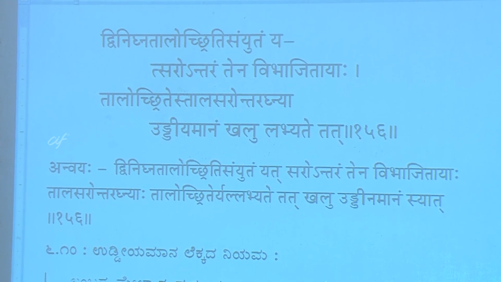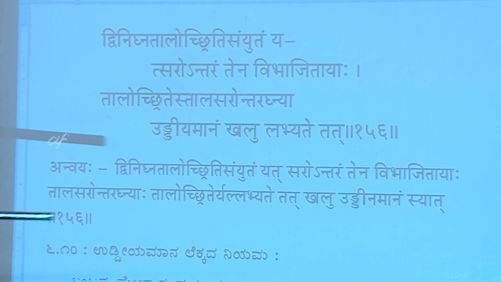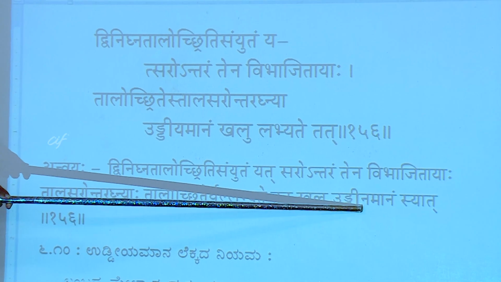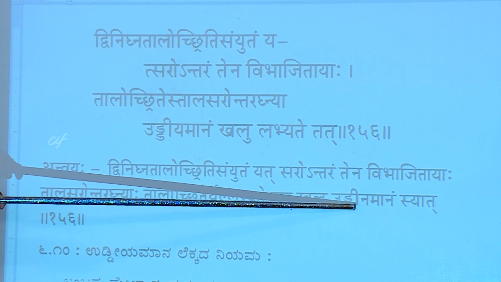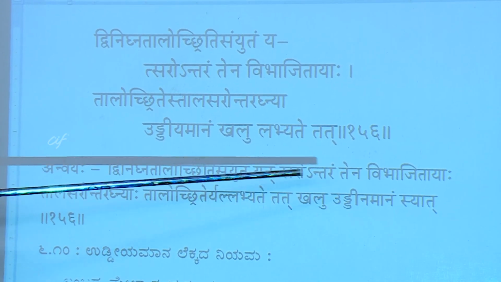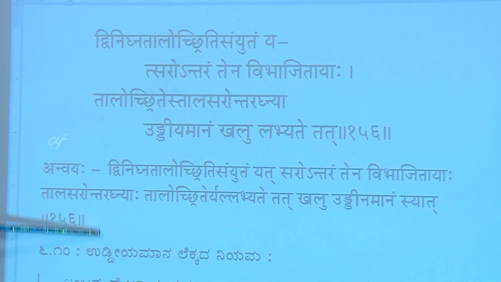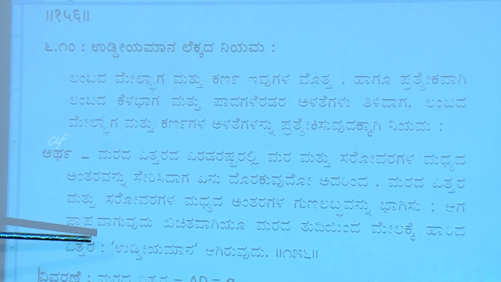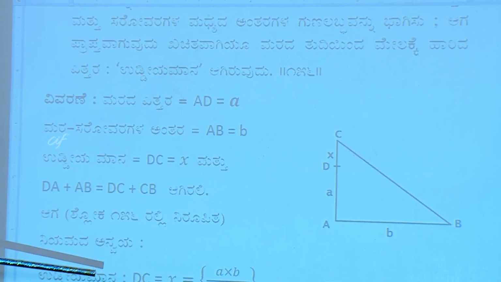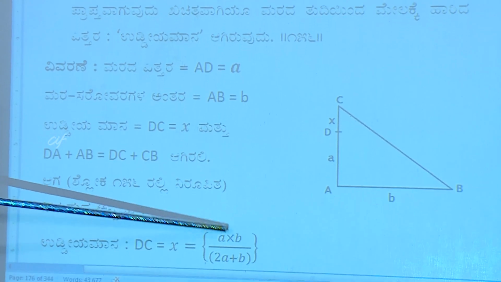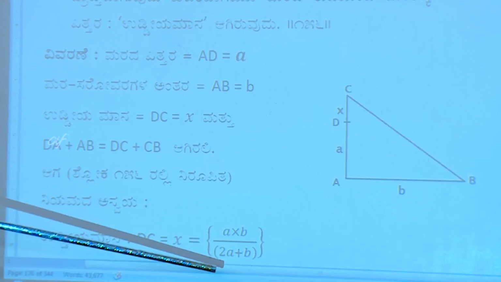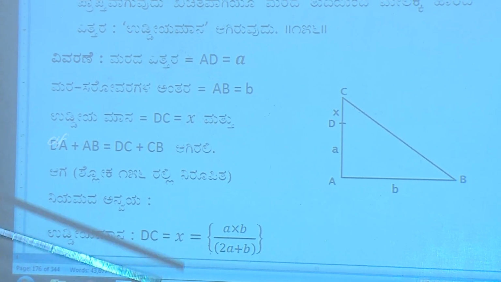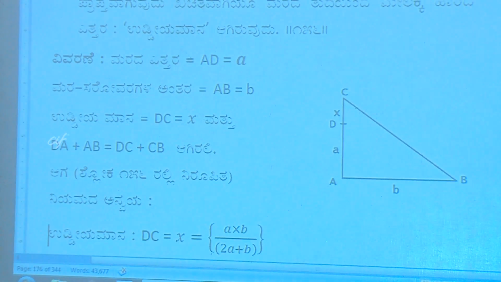Is the word uddiyamana correct? Instead of yan it should be na. Yeah. Instead of na it should be ya. Yeah, uddiyamana. Next. Uddiyamana, upward. X is equal to A into B by 2 into A plus B is equal to X. Right.